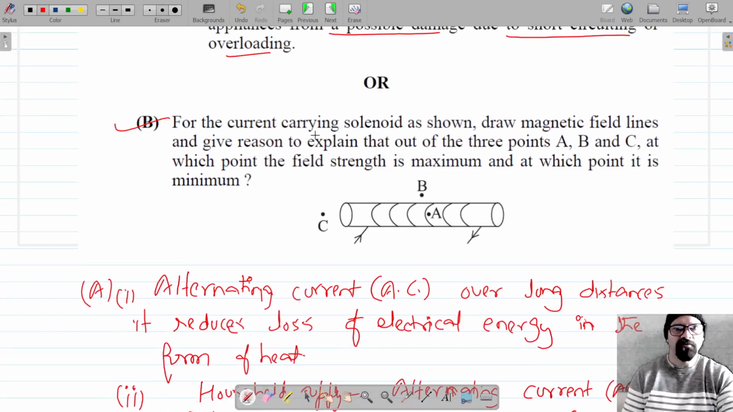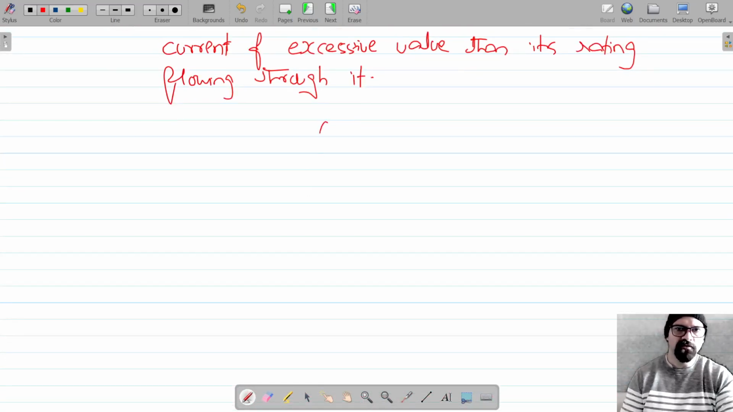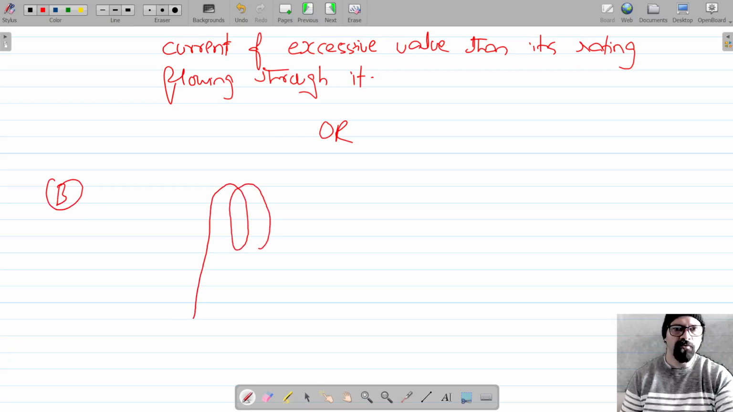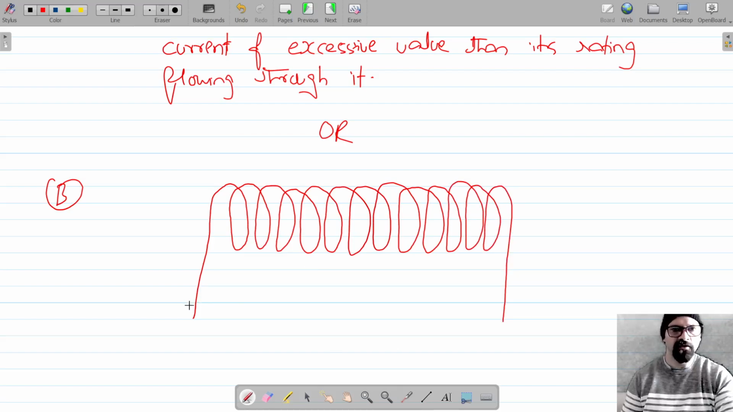Okay, for the next question, the OR part: for the current carrying solenoid as shown in the figure, we have to draw magnetic field lines and give reason to explain that out of the 3 points A, B, and C, at which point the field strength is maximum and at which point it is minimum. We know that a solenoid is a closely wound insulated copper wire with a number of turns in the form of a cylinder. If current is given to it, it becomes a current carrying solenoid.